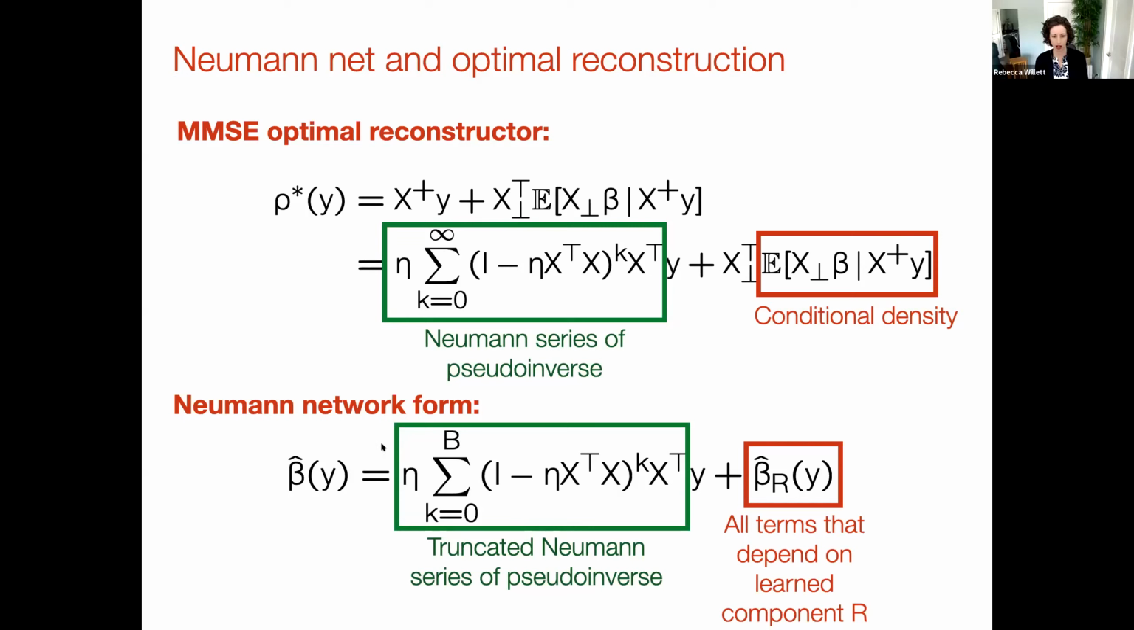So in particular, what we can show is that the Neumann network is producing a truncated Neumann series approximation of the pseudo-inverse of x, plus something that corresponds to all the terms that are learned and depend on the regularizer little r or the gradient of the regularizer capital R. And so what this suggests is that because of the form of the Neumann network architecture, the stuff that we end up learning does correspond to the conditional expectation that we said was really where we should be focusing our learning efforts from the get-go.